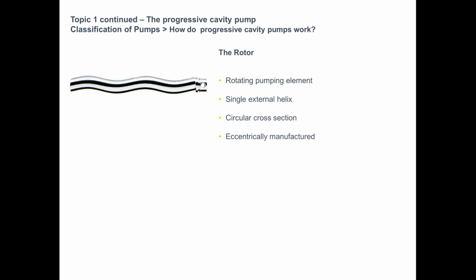So let's talk about one of the main pumping elements, which is the rotor. It is a single external helix, okay, and it is eccentrically manufactured. These can be made out of different types of metal, including stainless steel, tool steel, or, for the manufacturer that I work for, we actually impregnate hard chrome onto it.